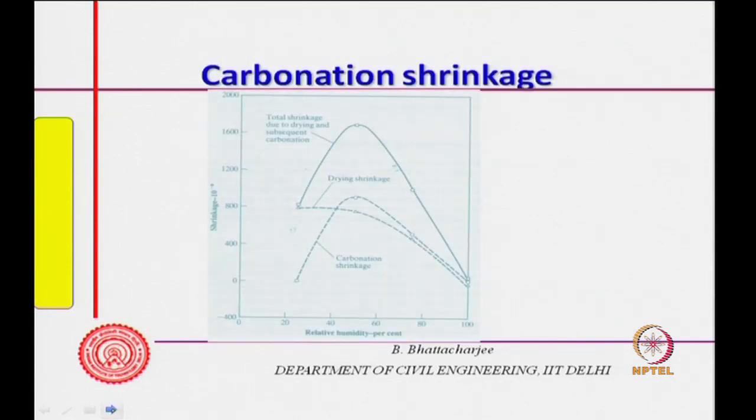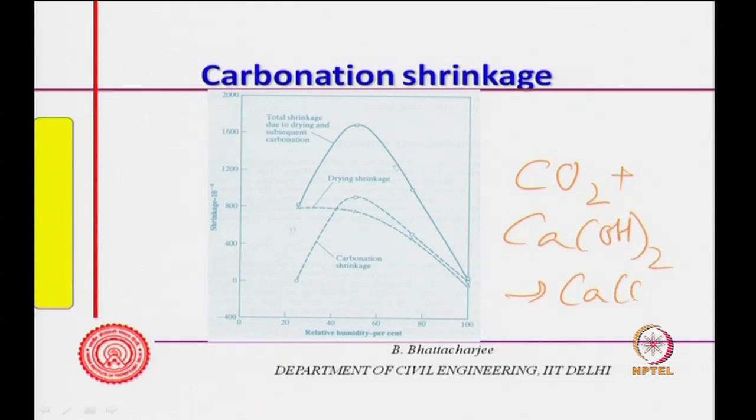Now, carbonation shrinkage occurs. Carbonation is a phenomenon where carbon dioxide from the atmosphere reacts with calcium hydroxide to form finally calcium carbonate plus H2O. We will discuss this a little bit later in the context of durability. This product occupies less volume than the original calcium hydroxide. In presence of water all this happens. So, there is a shrinkage associated with the carbonation process.